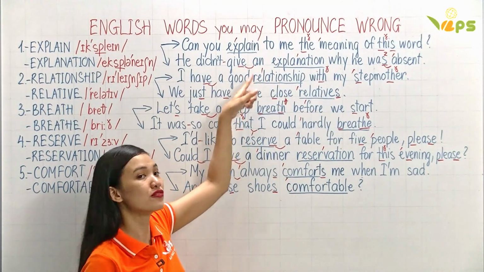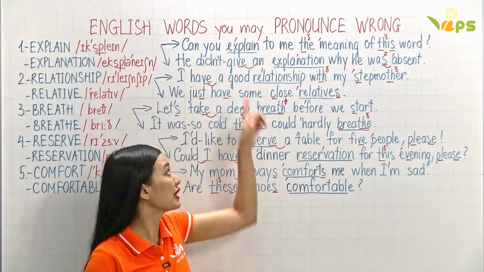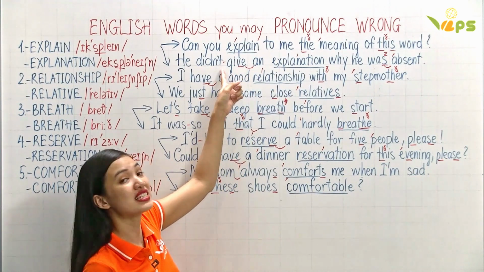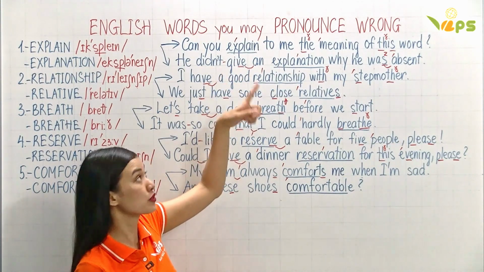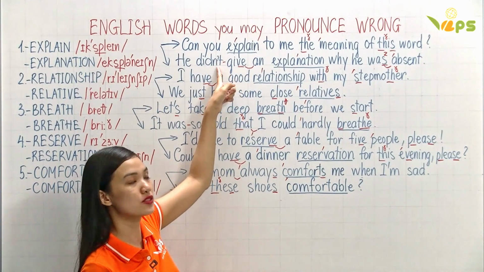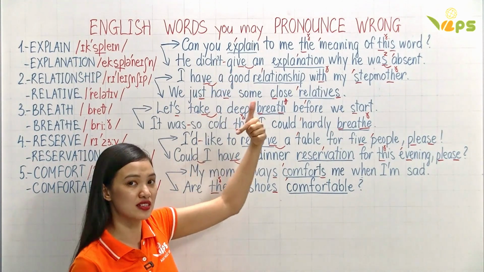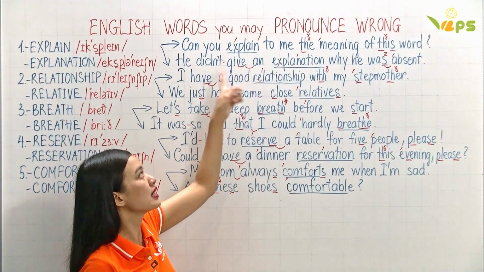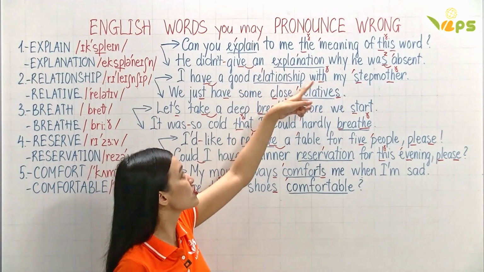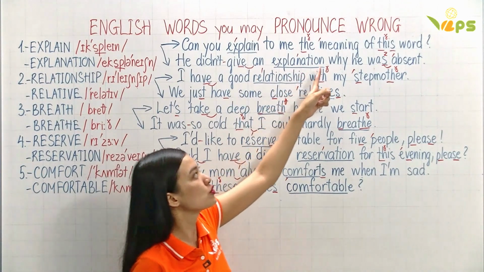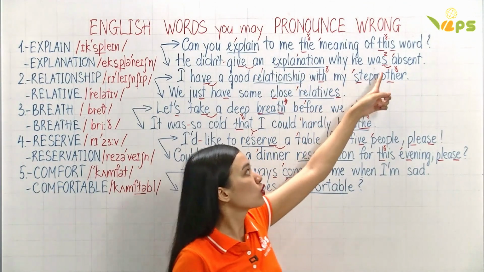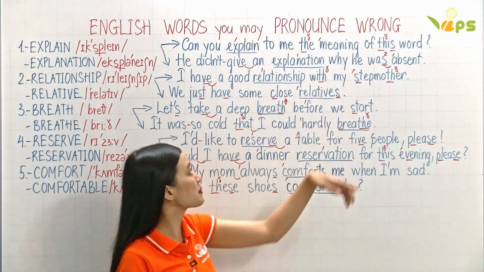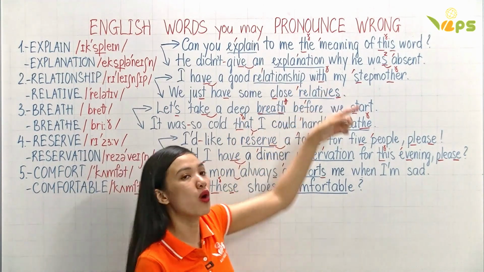Given. Remember V-E, given. Link them together. He didn't give. Here, didn't, you don't have to pronounce T. Remember, 2 words together, the first word ends with T and the second word begins with a consonant, we don't have to pronounce T here. He didn't give an explanation. He didn't give an explanation why he was absent. Why he was absent? He didn't give an explanation why he was absent.